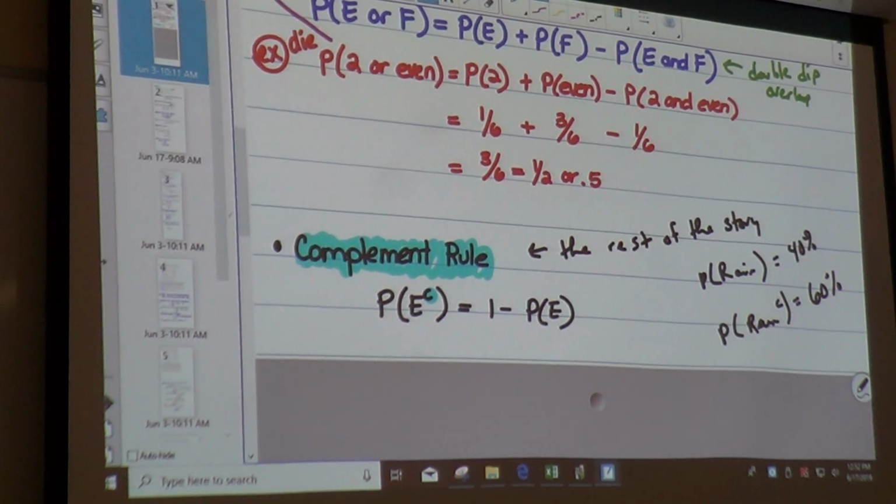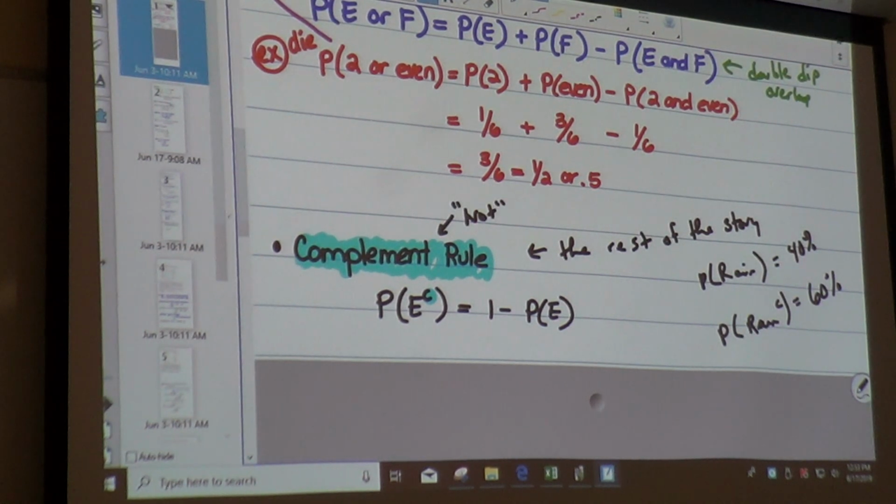If there's a 75% chance that you're not pregnant, what's the complement of that? 25%. So the complement is the other part. Either you're pregnant or you're not pregnant. The complement is the other part, the rest of the story. So the complement is what we call the not.